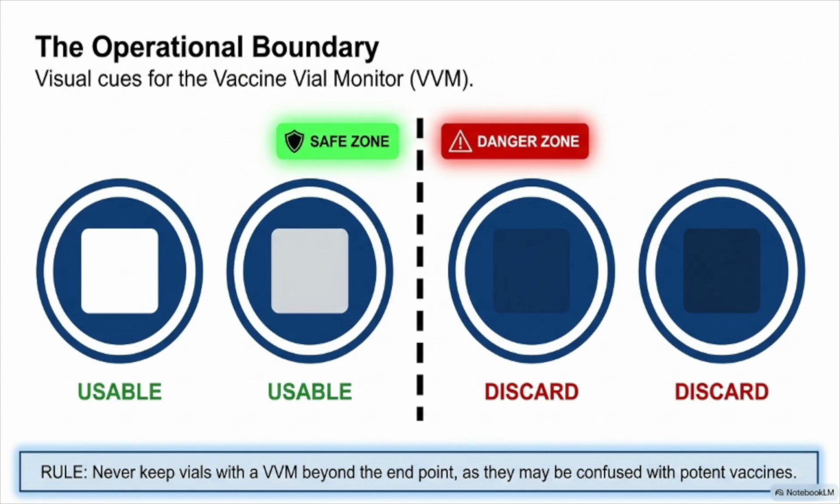This brings us to the operational boundary, the visual cues for reading the vaccine vial monitor. If the inner square is lighter than the outer circle, the vaccine is usable and this falls in the safe zone. If the inner square becomes equal to or darker than the outer circle, it falls in the danger zone and the vaccine must be discarded. The rule here is clear: never keep vials with a vaccine vial monitor beyond the end point, as they may be mistakenly confused with potent vaccines.